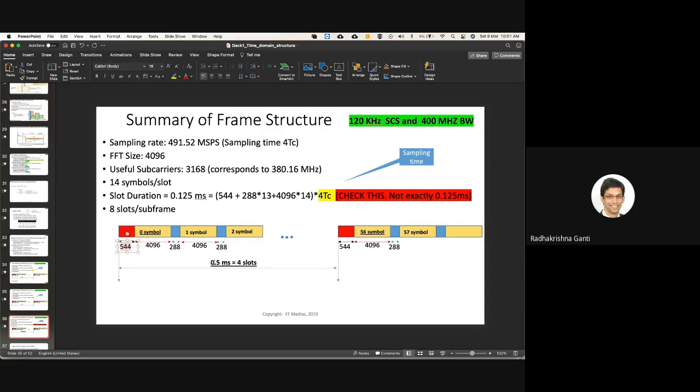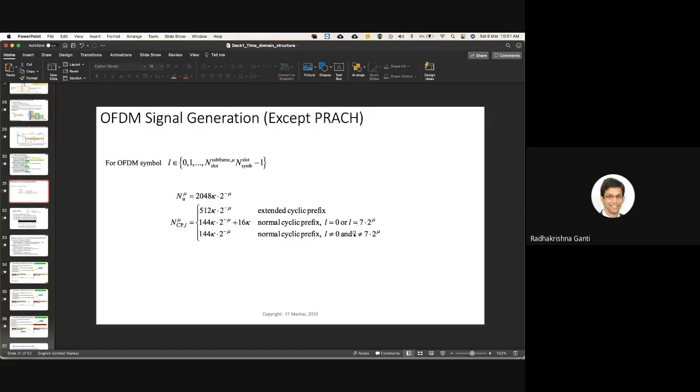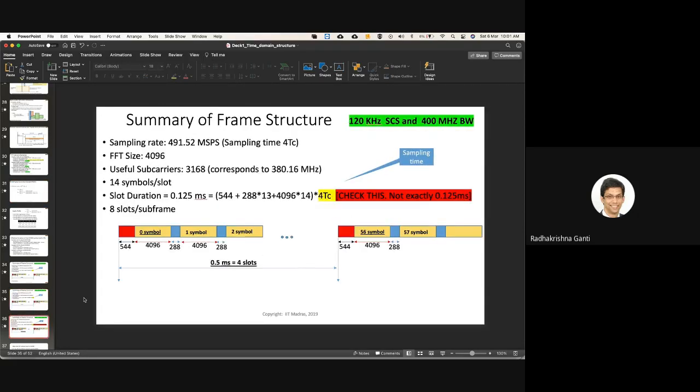So essentially what happens is, at every 0.5 milliseconds there's a bigger cyclic prefix. Sorry, I take back my word. That's what you should remember. Not every slot, not at the beginning of every slot, sorry. That is there only for 30 kilohertz subcarrier spacing.